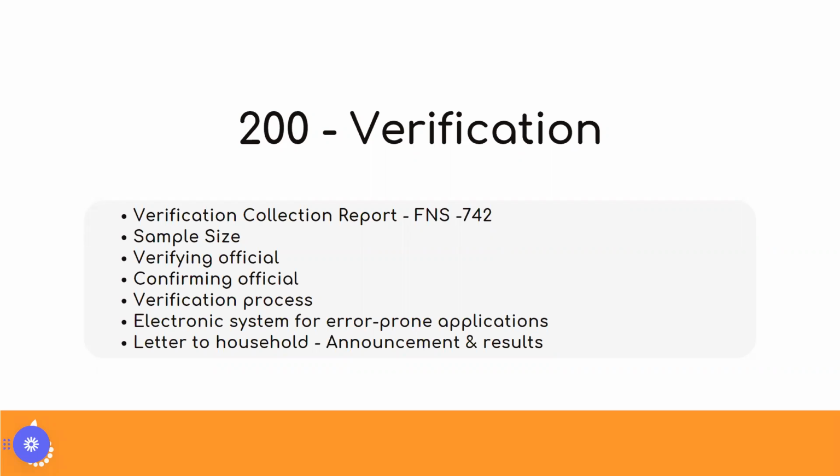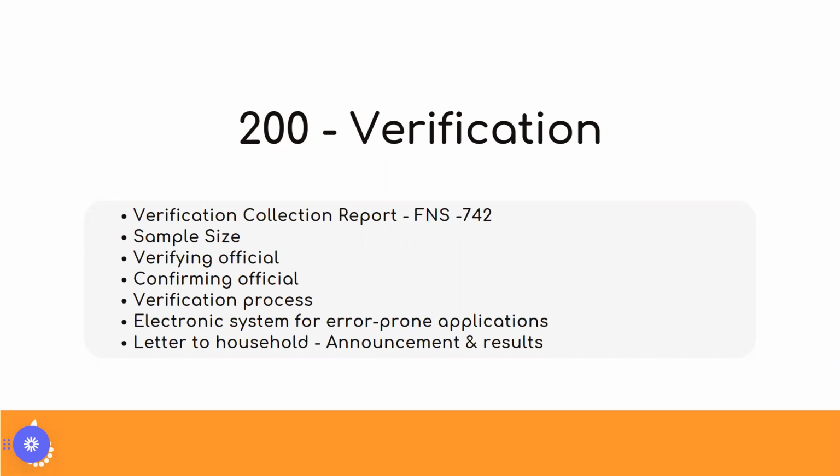And this is a checks and balance to make sure that you've done the math and looked at the information provided by the households correctly when you're determining for your reduced status. Then they're going to want to know with your electronic system, is that what you've used for your error-prone applications? So those families that are $100 or less within the free or reduced range, how is that being determined? And then the letters to the household.